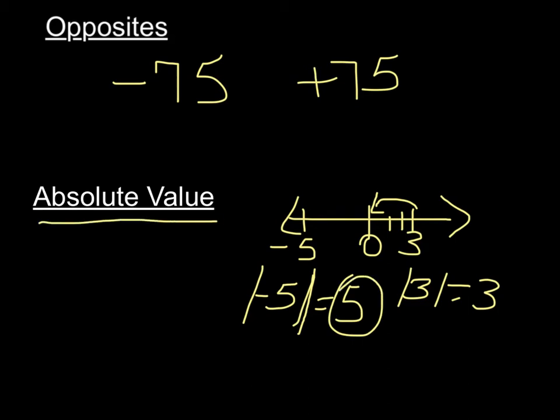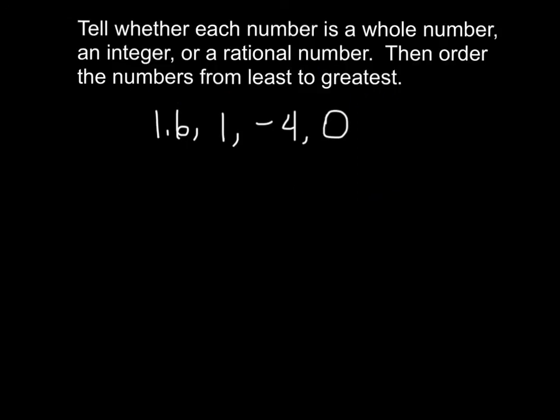The absolute value of a number is always, always, always positive. So that's one of the few times in math that we can have an always statement. The absolute value of a number is always positive because it is its distance from 0, and distance must always be a positive number.